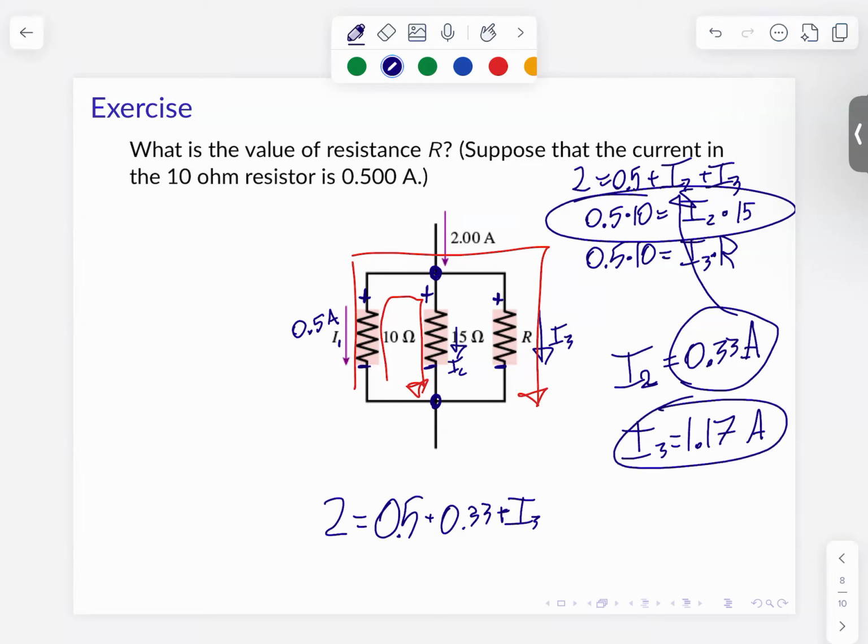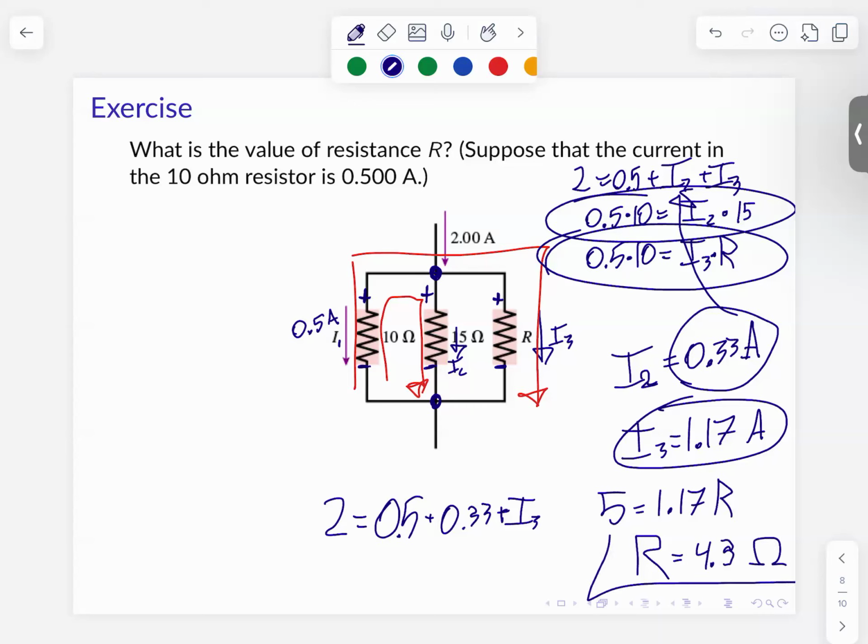Now I've got I2, I've got I3, and I've got one final equation. The left-hand side is 5, the right-hand side is 1.17 R. What's R? 4.3, is it? I can't do that in my head. Units? R. Oh.